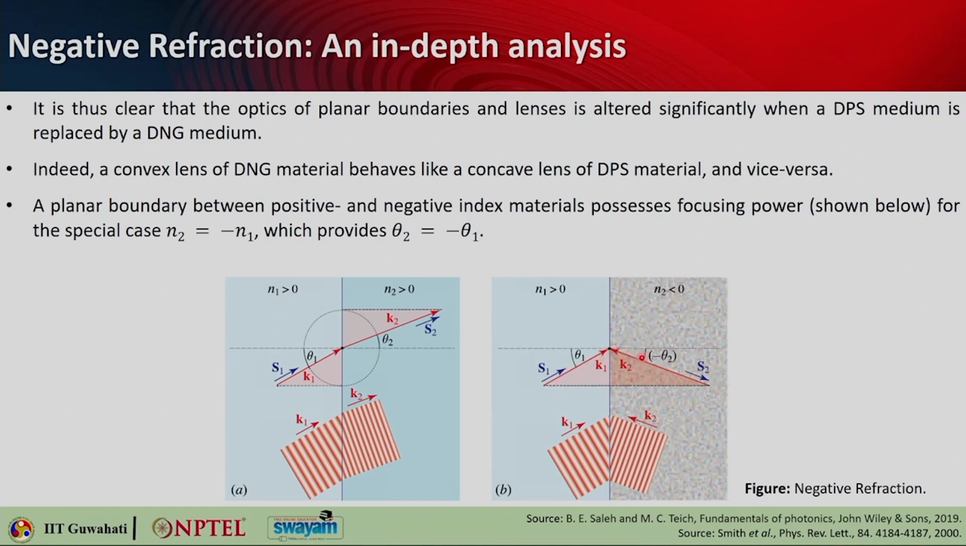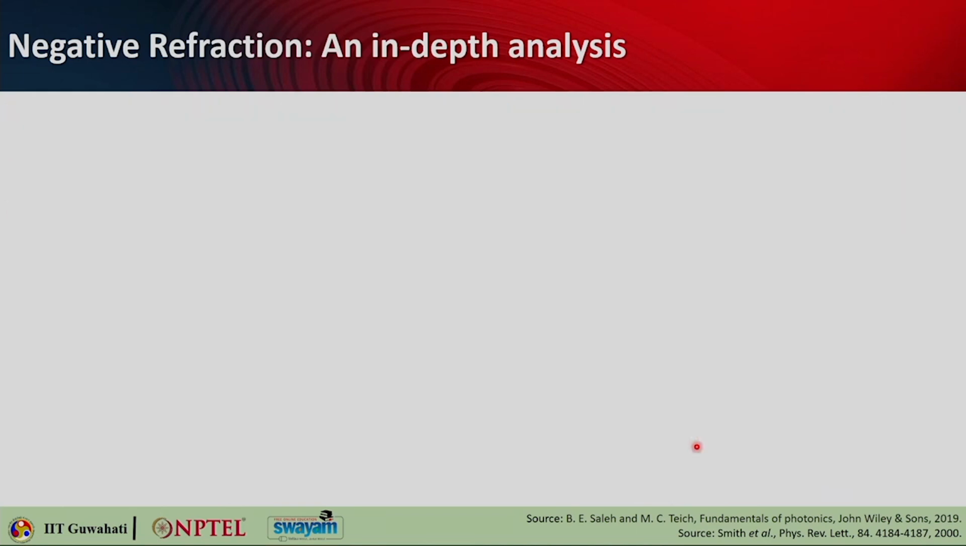Energy flow will happen along this direction, but the wave propagation in this medium will happen in the backward direction. So here you can see k1 is falling on the interface, but k2 looks as if it is propagating backward, while the energy is flowing in the opposite direction. So this is how negative refraction takes place.